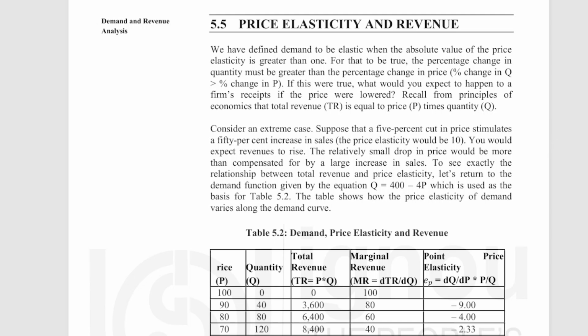In today's session, we will start with Unit 5, Subsession 5 of MMPC 010, that is Price, Elasticity and Revenue. So we have defined demand to be elastic when the absolute value of price elasticity is greater than 1, and for that to be true, the percentage change in quantity must be greater than the percentage change in price. And if this were true, what would you expect to happen to a firm's receipts if the price were lowered?